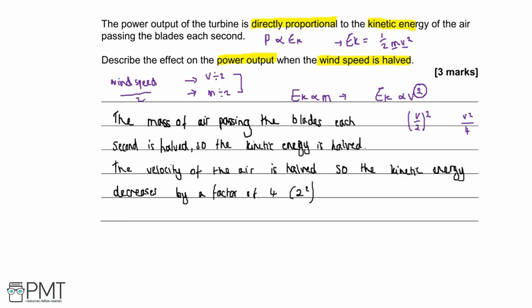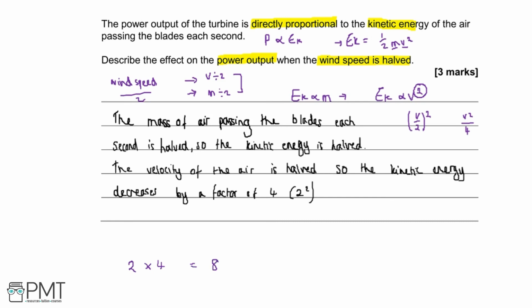Then to answer this question finally, we need to describe the effect on the power output. We need to say these 2 changes have been made. So our kinetic energy is halved by the mass of the air, and it is quartered, or decreased by a factor of 4, by the velocity of the air being halved. So for these 2 changes we just do 2 times 4, and that equals 8.